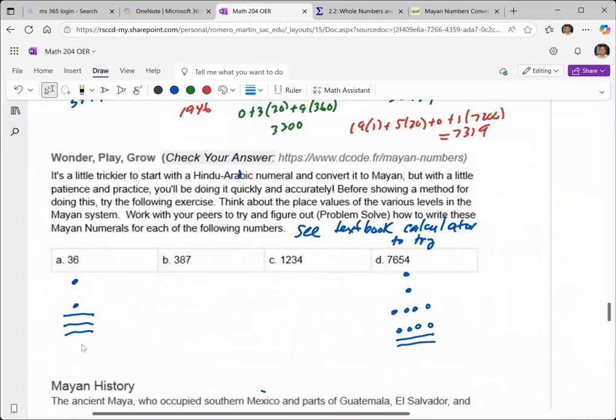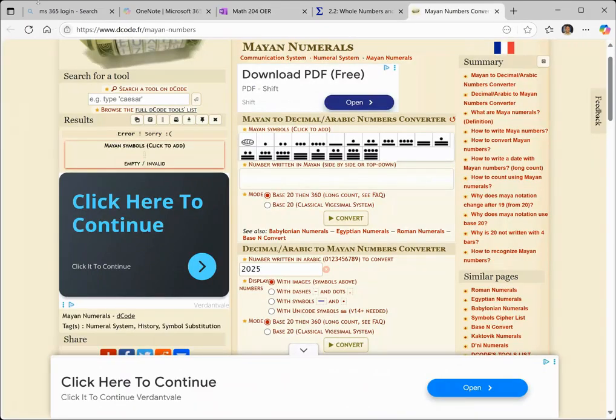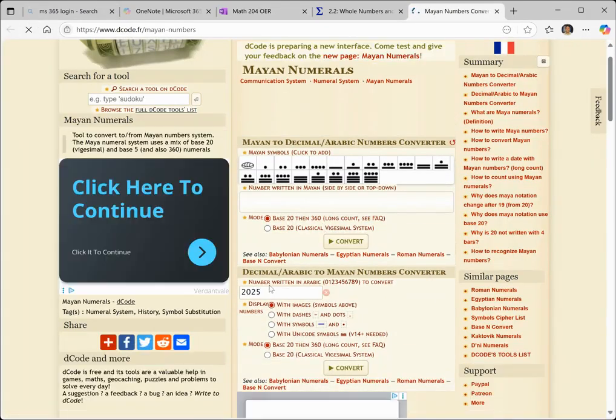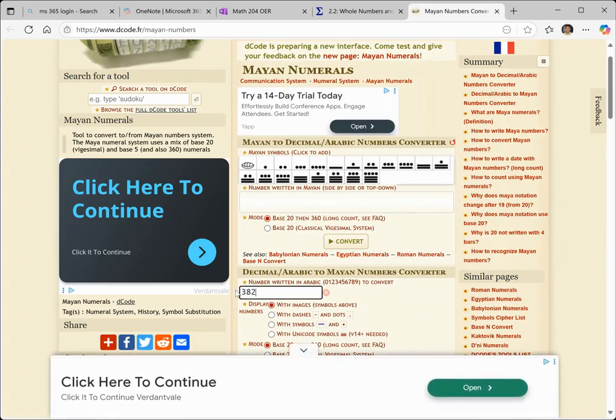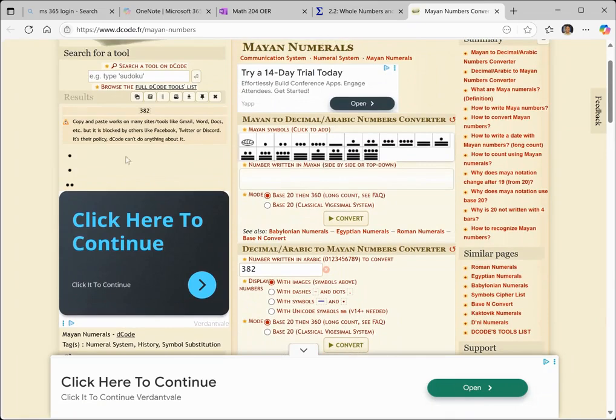And then we could see how to get 36. I have 16 plus 20. That's the second level. This is a 3 level. It's a little bit harder to do, but I use the calculator to try to imagine how to create that. How do we get those numbers? And then you could put in 382 over here. Let me reset this so I can show you. I want that in 382. Let's convert that. There it is right there. That's the Mayan number for 382 right there.